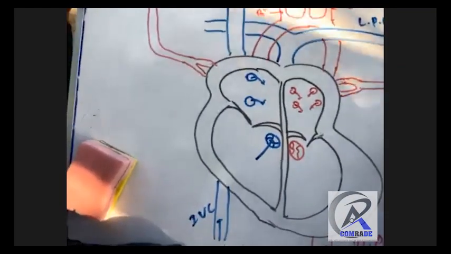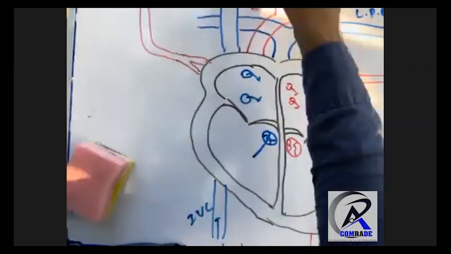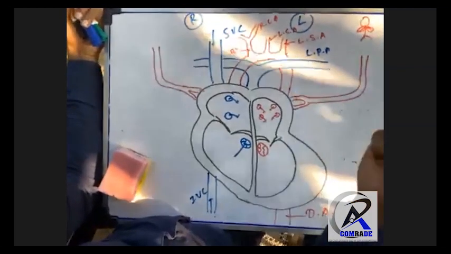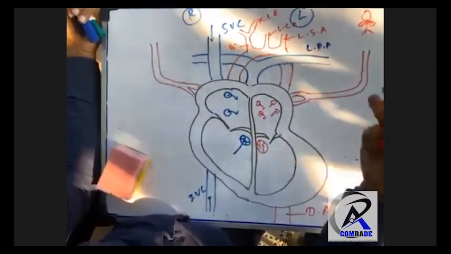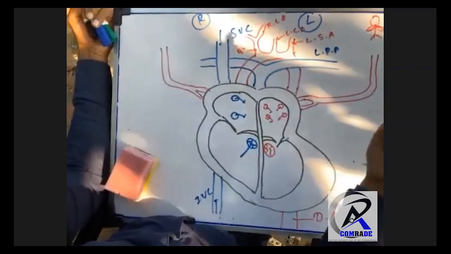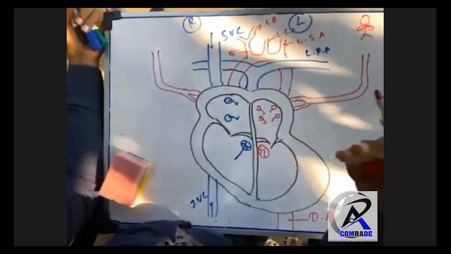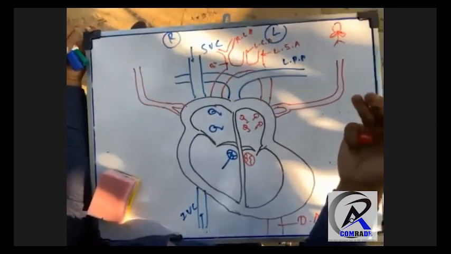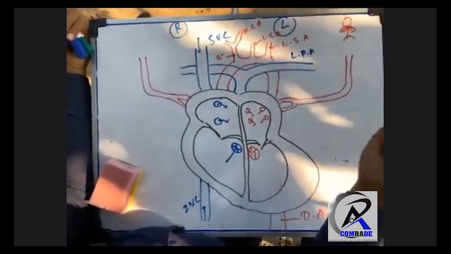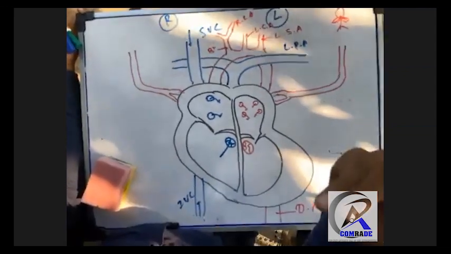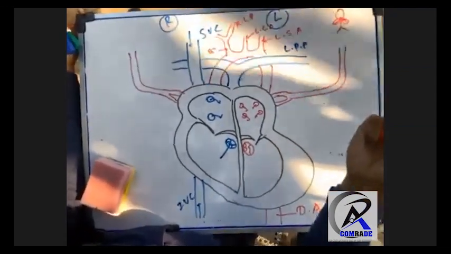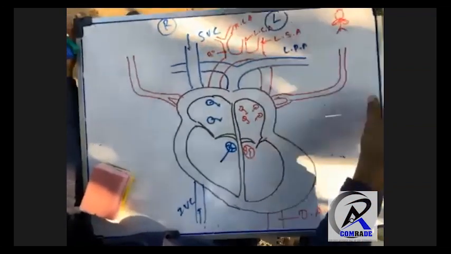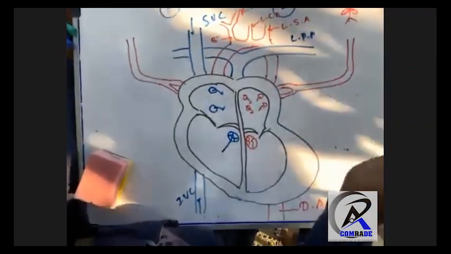Okay, function of SVC, superior vena cava. It carries all the blood from the top of the body towards the heart, which has been used. Okay, the SVC carries all deoxygenated blood from the top of the body to the heart. That means especially from the head, neck, and upper limbs. So that is the function of SVC, right?